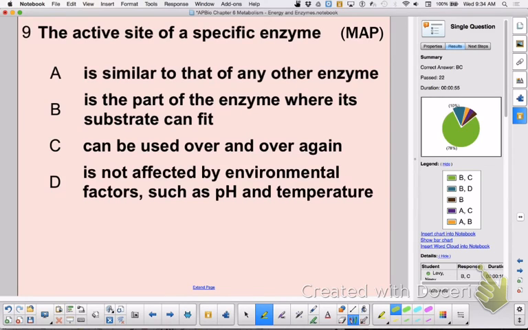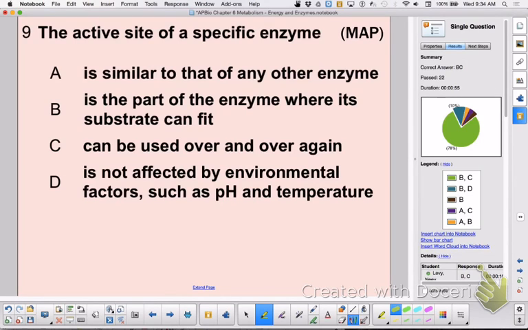Okay. Let's see what our legend was. A couple of you picked A: the active site of a specific enzyme is similar to that of any other enzyme? No. Active sites are specific to the substrate. So that's why we would rule out A. Definitely it's where the substrate can fit. It can be used over and over again. It is affected by environmental factors.